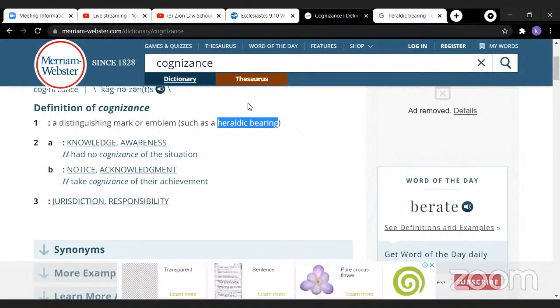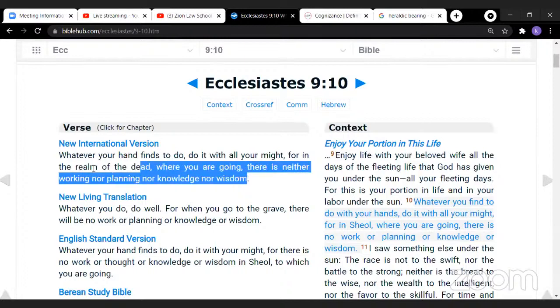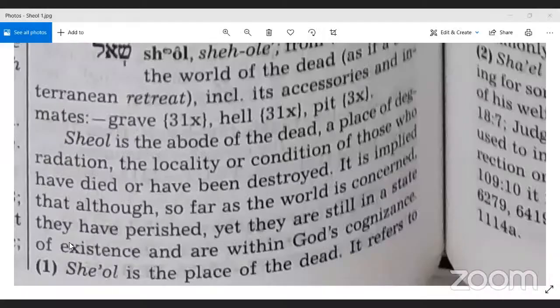So going back to, I don't know why I didn't make this connection before. How can this then be, if we are not conscious, if we're not still in existence? Y'all see it? Because the conjunction "and" joins two separate things. It says, yet they are still in a state of existence and are within the Most High's cognizance.